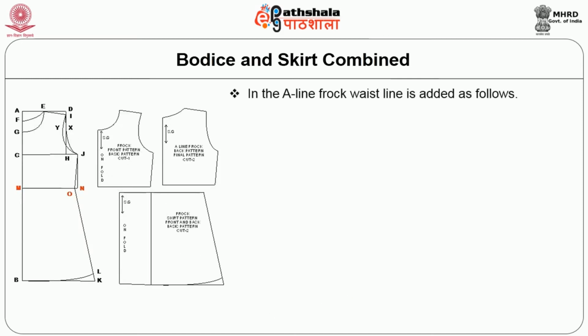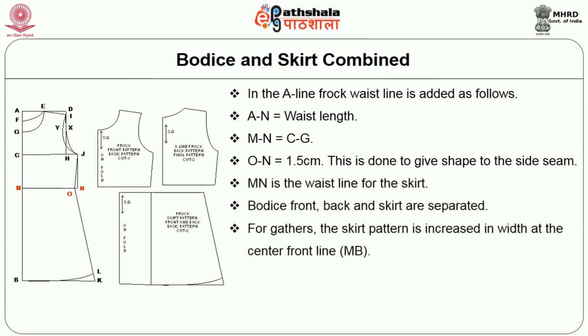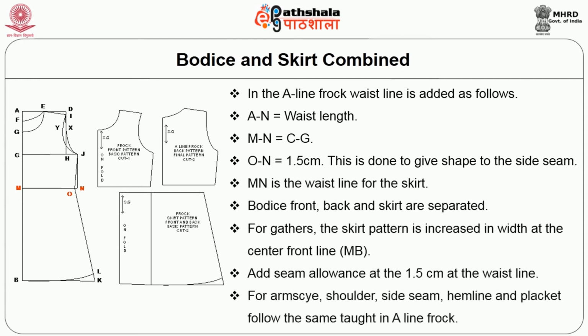The steps in preparing the pattern are now explained. Trace the A-line frock and then add waistline to the A-line frock. A to N represents the waist length and M to N is the same as C to G. O to N is 1.5 cm. This is done to give shape to the side seam. MN serves as a waistline for the skirt also.